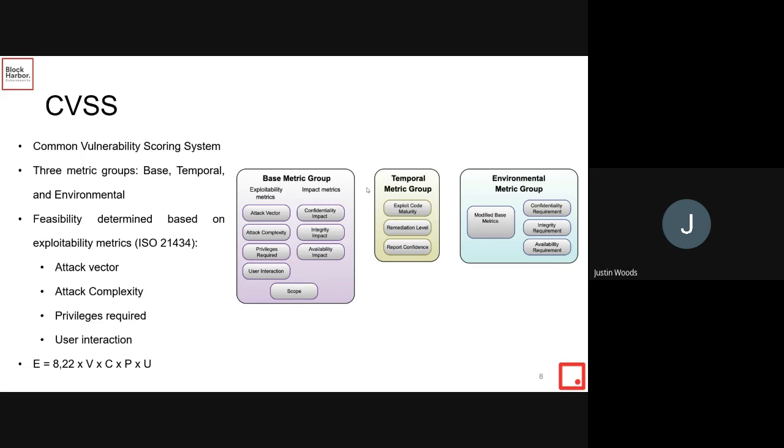And over here for the temporal metric group, we want to look at perhaps the code exploiting it, and then the remediation level, as well as the report confidence. Then we go over to the environmental metric group. We have the modified base metrics, confidentiality requirement, integrity requirement, and the availability requirement. So the CIA triad here is the securing of the system, right? Trying to ensure that those requirements are being met to make it so that these attacks are a lot less feasible.